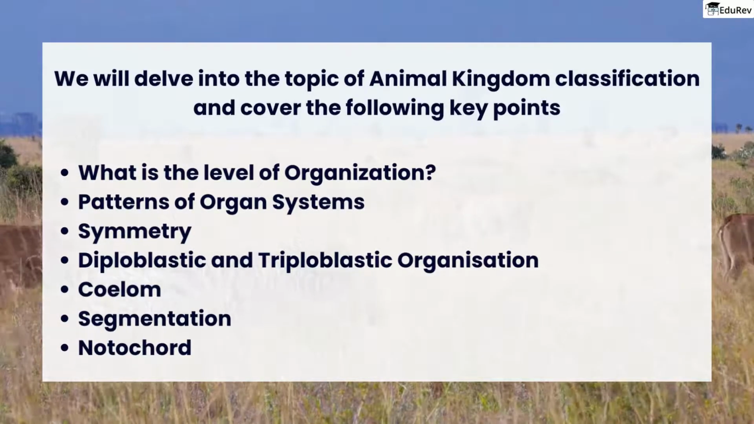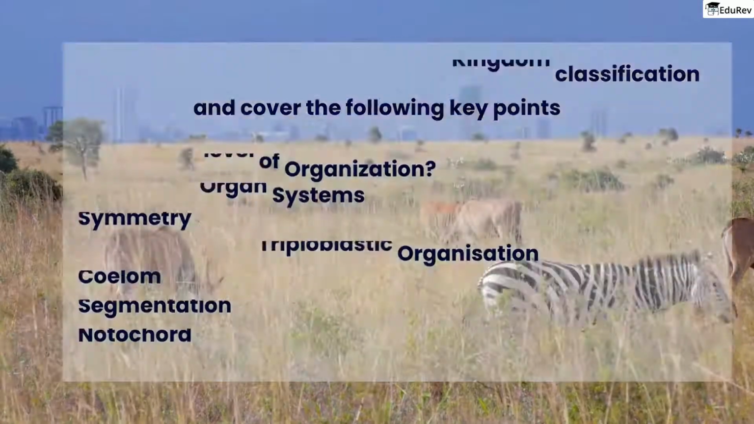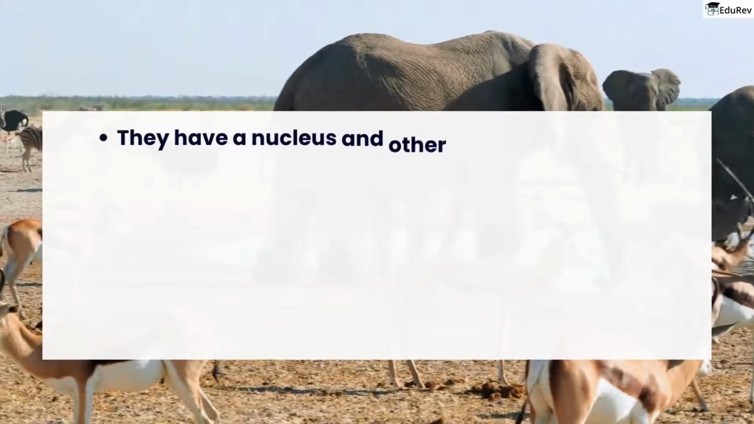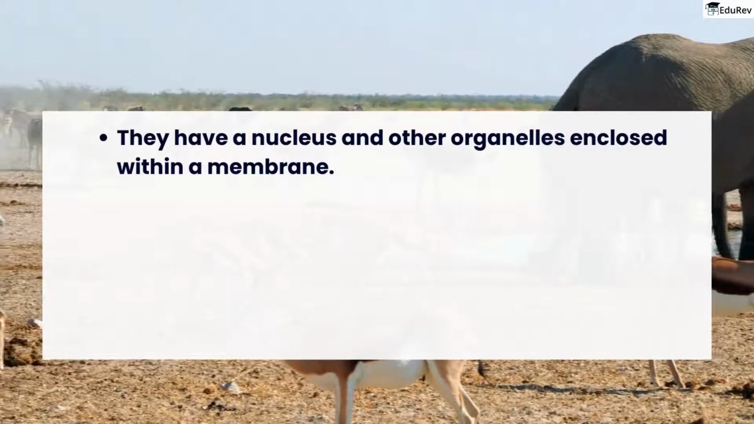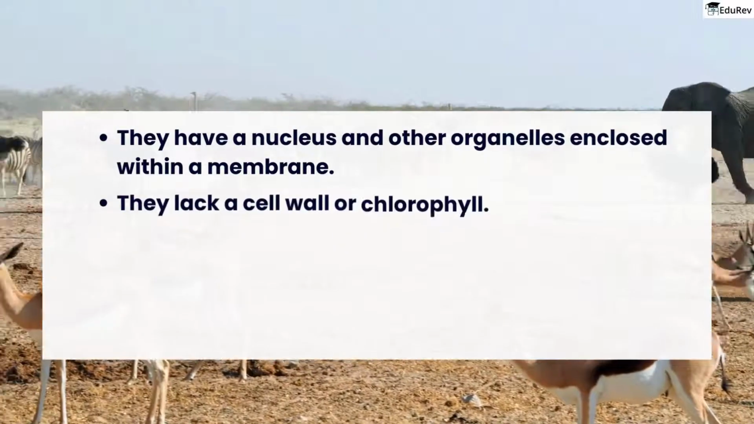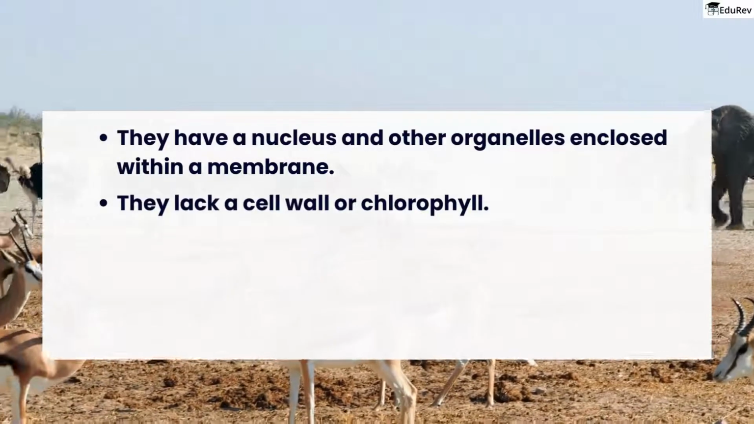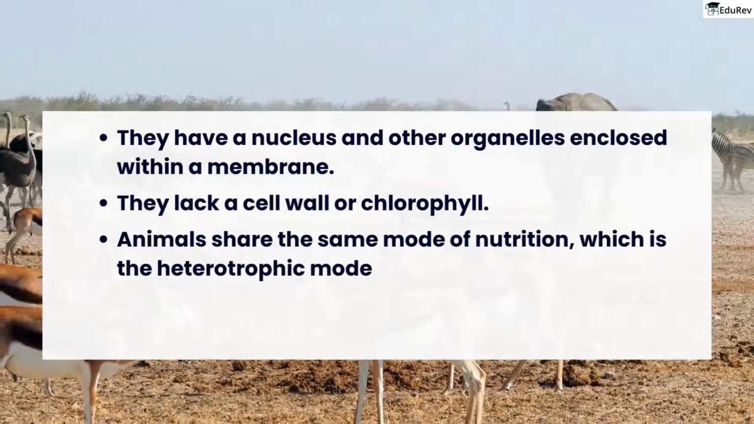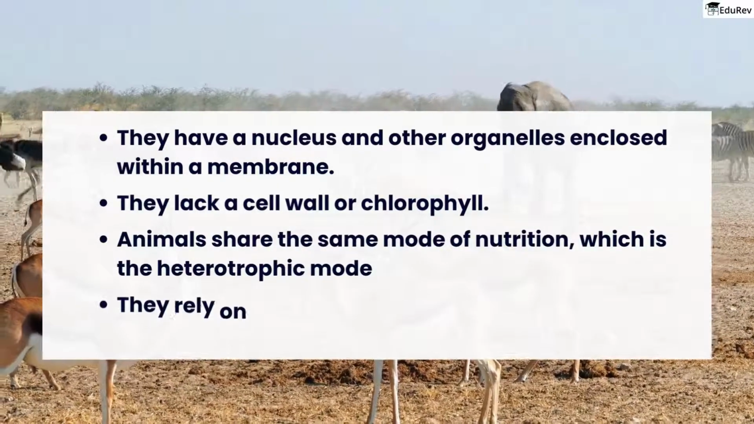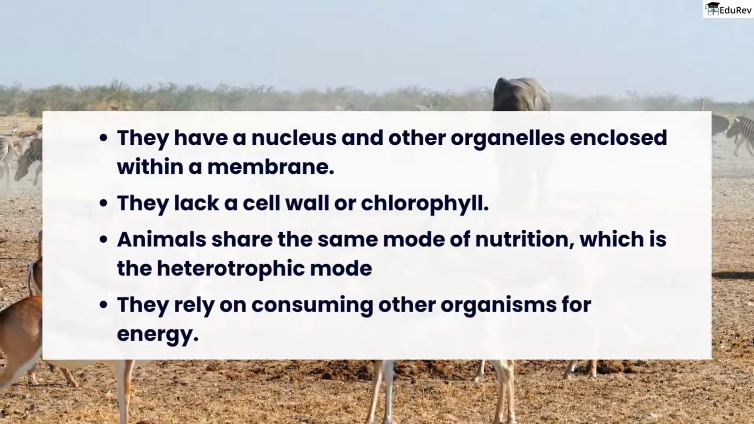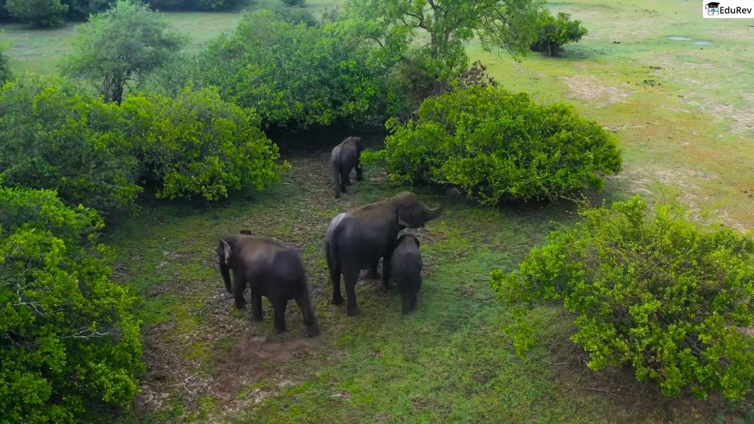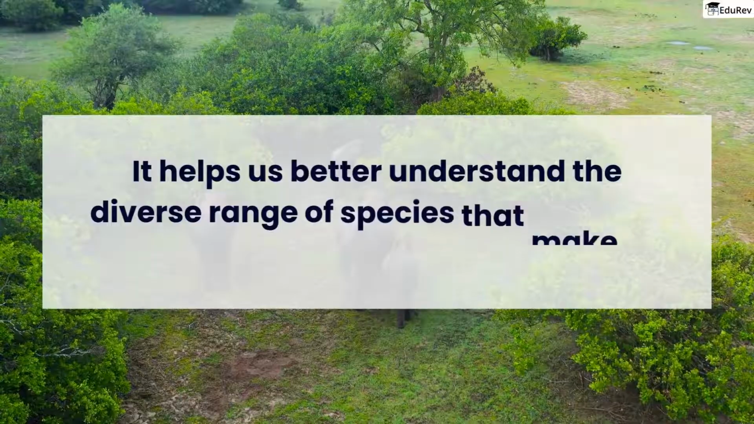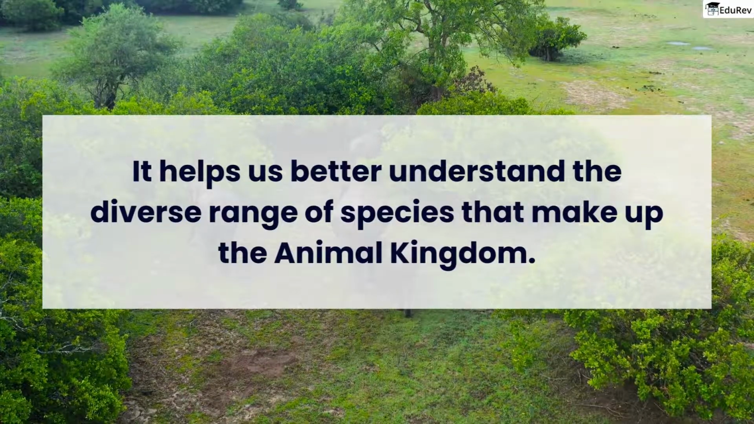Now, let's start and try to understand how we classify animals. As we know, animals are multicellular eukaryotes, which means that they have a nucleus and other organelles enclosed within a membrane. They lack a cell wall or chlorophyll, which is a feature that distinguishes them from plants. Additionally, animals share the same mode of nutrition, which is the heterotrophic mode, meaning they rely on consuming other organisms for energy. Understanding these features is essential in classifying animals into different groups, and it helps us better understand the diverse range of species that make up the animal kingdom.